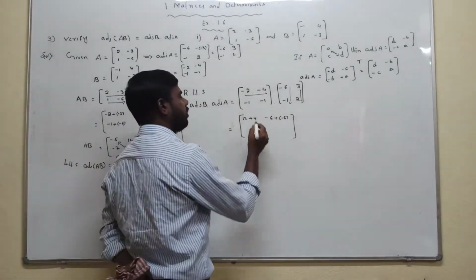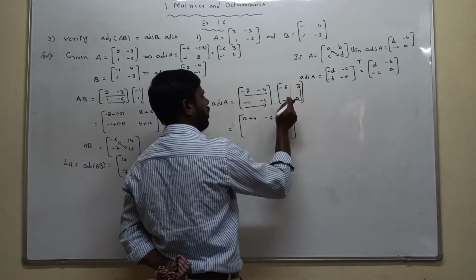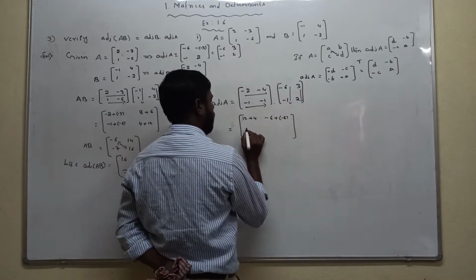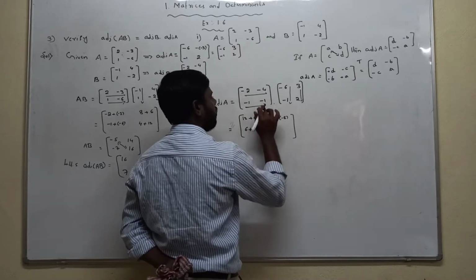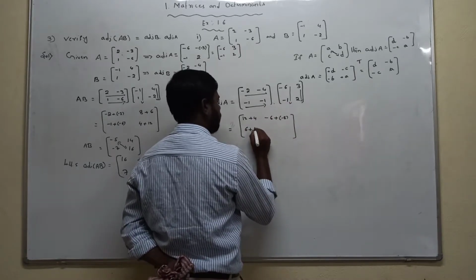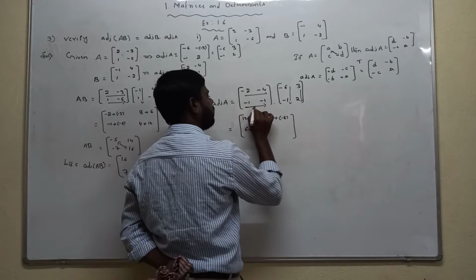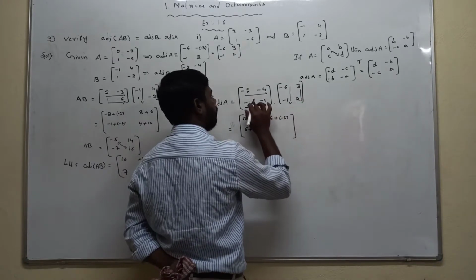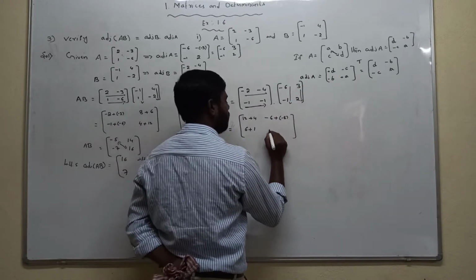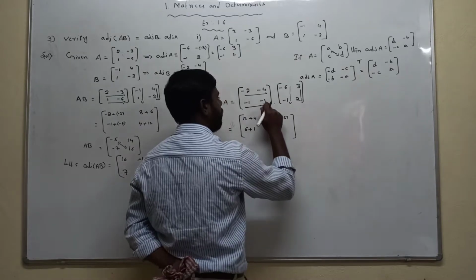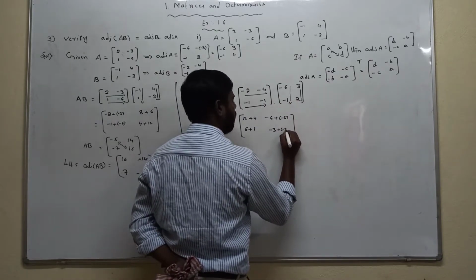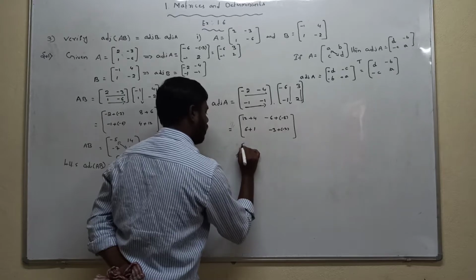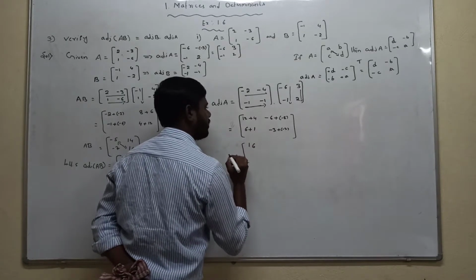Next, product with second row, first column: minus 1 into minus 6 is plus 6, plus minus 1 into minus 1, that value is plus 7. Next, product with second row, second column: minus 1 into 3, that value is minus 3, plus minus 1 into 2, that value is minus 2. Simplify this one. 12 plus 4, that value is 16.